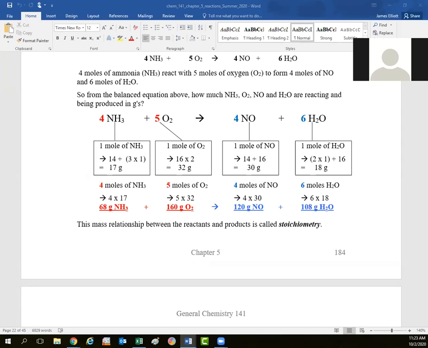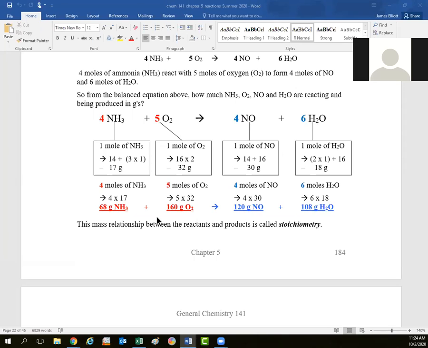Okay, so with a periodic table, 4 moles of ammonia, we can work that into a mass of ammonia. We've got 14 grams for nitrogen, 1 gram for hydrogen each time, so 17 grams per mole. So 4 moles, 4 times heavier, would be 68. The 5 moles of oxygen becomes 160 grams. 4 moles of the nitric oxide is 120. And 6 moles of water comes to 108. So those molar proportions can be converted into mass proportions.